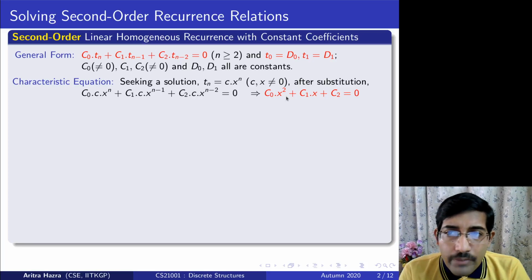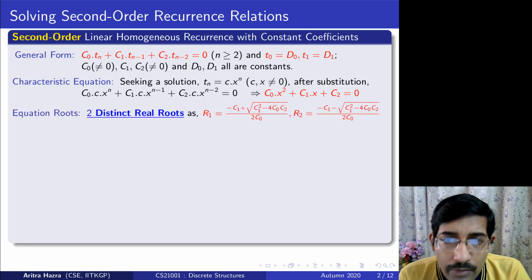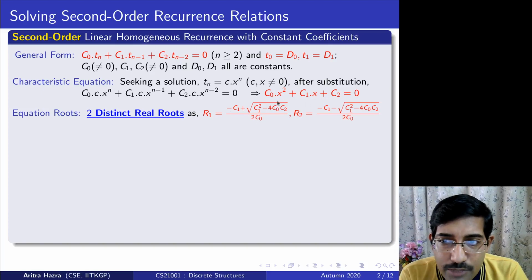To obtain the roots, it's school book mathematics that we will follow. It's just Sridharacharya's rule: (-C1 plus or minus the square root of C1 squared minus 4 C0 C2) divided by 2 C0, which is minus B plus or minus the square root of B squared minus 4AC, by 2A. That's the rule. So there are two roots, one with plus and one with minus.